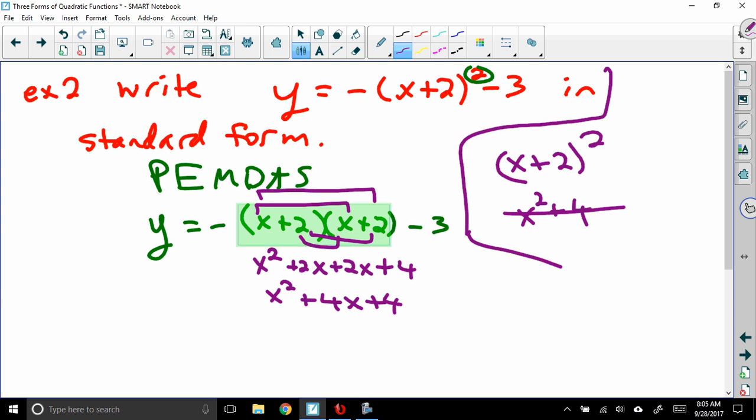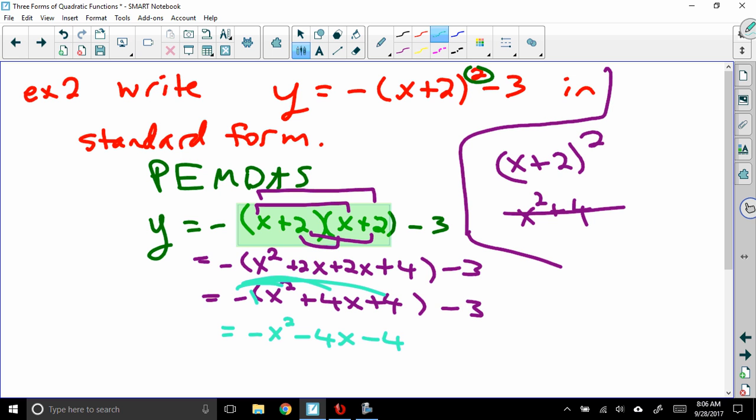All right. So we still have this negative out front, and we have the minus 3 at the end. We did the parentheses. We did the exponents. Now what should we do? Yeah, distribute that negative 1. That negative 1 needs to be distributed to all 3 of those terms. That's the multiplying part of this. So that's going to be negative x squared minus 4x minus 4. And then there's still that minus 3 at the end. So we're almost done.